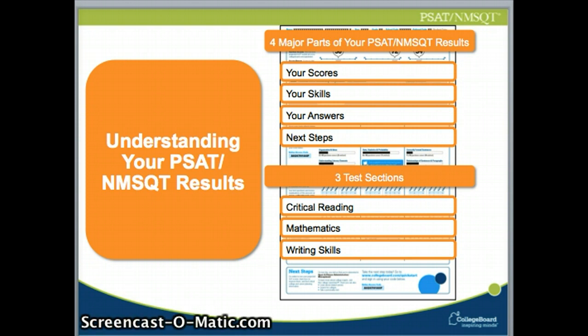Also, the score report shows how your student performed on each of the 3 sections of the PSAT: critical reading, mathematics, and writing skills. If you have any questions about this later, please be sure to contact the SAT Test Center Supervisor, Sherry Gould, or your student's guidance counselor.